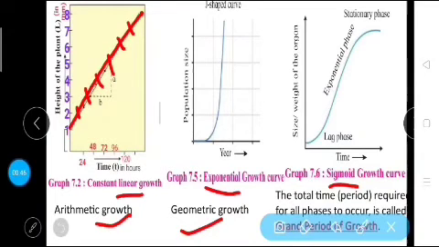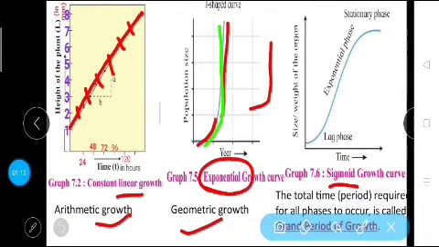In geometric growth, at the initial stages, at the starting phase of the growth, the growth rate is very slow, and after that, later on, the growth rate is at its optimum level. It is very fast. So in this way, in geometric growth, we get a J-shaped graph or exponential graph.